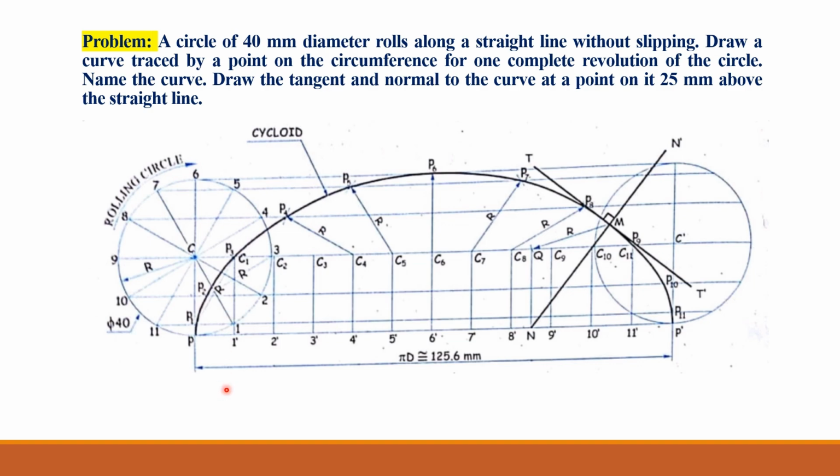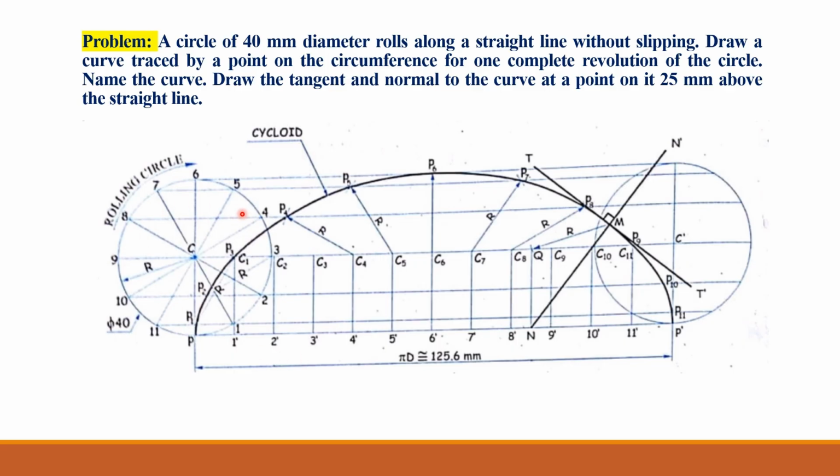Then we have to draw a line of length equal to pi d. So d here is the diameter of this rolling circle, and pi d means the length of the circumference of this rolling circle. So we have to take the distance from P to P dash on this horizontal line equal to the circumference length of this rolling circle, and that is pi d equal to 125.6 millimeter, which is calculated by taking the diameter 40 millimeter of this rolling circle.